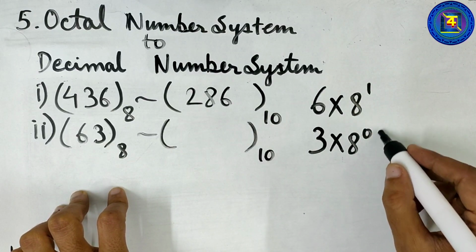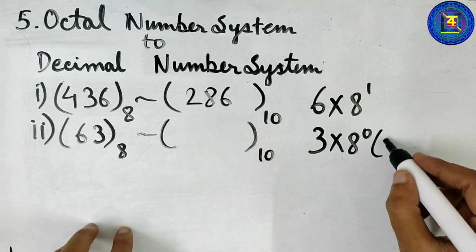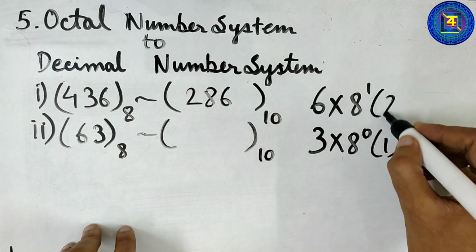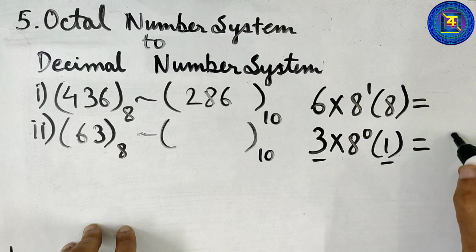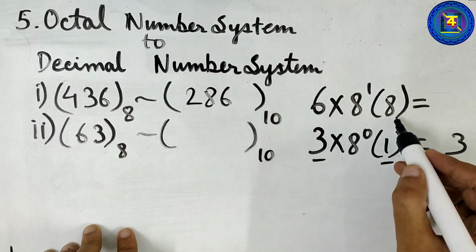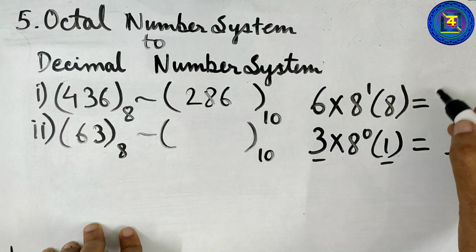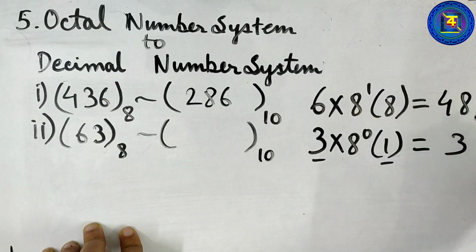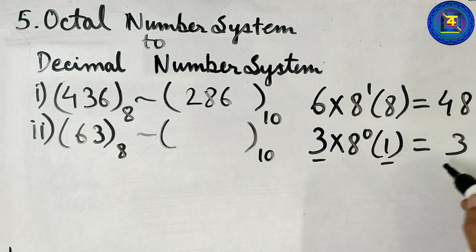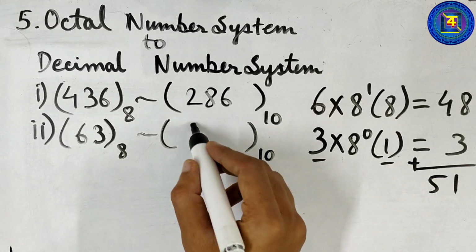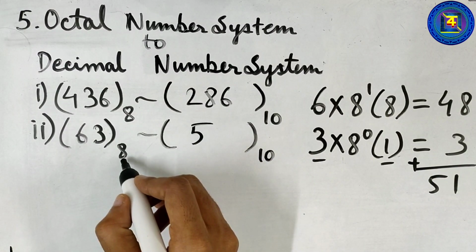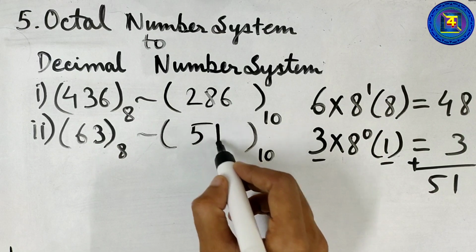So what is the value of 8 to the power 0? It is 1, and 8 to the power 1 is obviously 8. So let us multiply. 3 ones are 3, and 6 into 8 is equal to 48. So when you add them up, it ends up at 51. So your 63 in octal number system will be written as 51 in decimal number system.